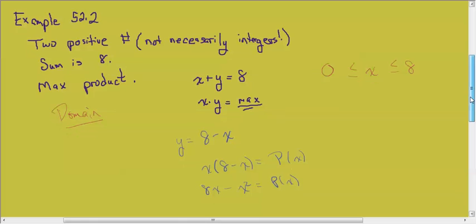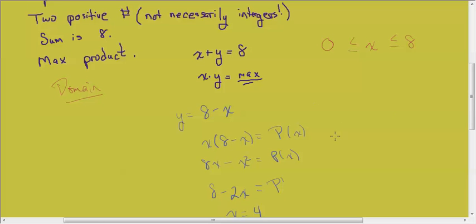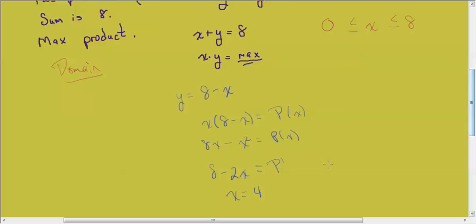When is a function maximized? When the first derivative is 0. 8 minus 2x equals p prime. So when x equals 4, p prime equals 0. So if x is 4, what's y? Y is also 4. X is 4, then y is 4.